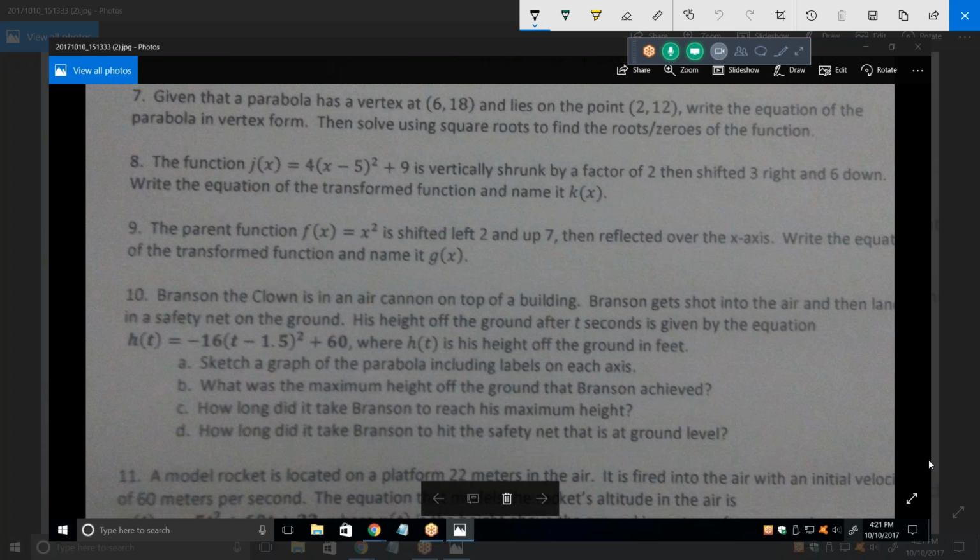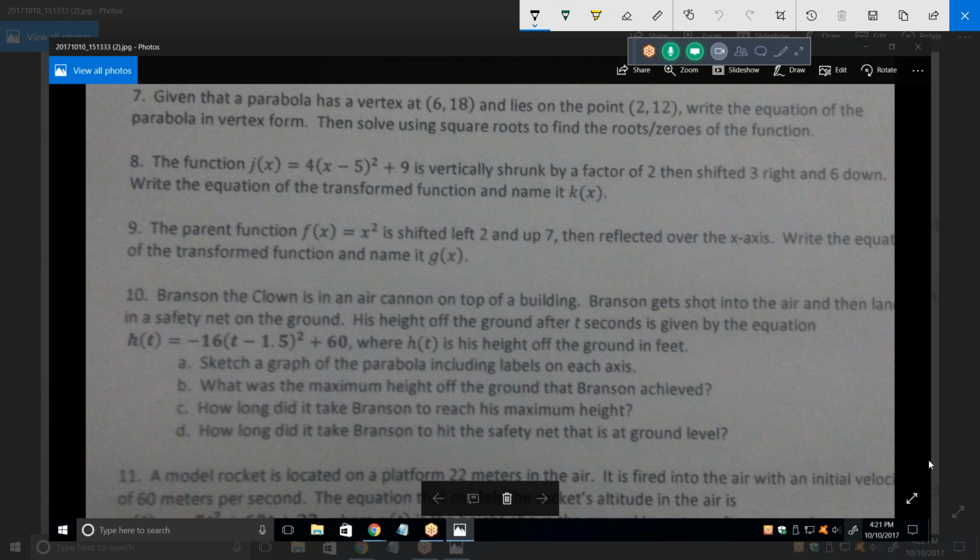So we have a function here that already has quite a few transformations done. The 4 is a vertical stretch. The 5 is a horizontal shift to the right. And the 9 is a vertical shift up. That's from the basic function y equals x squared. So you could graph this by doing all of those things.